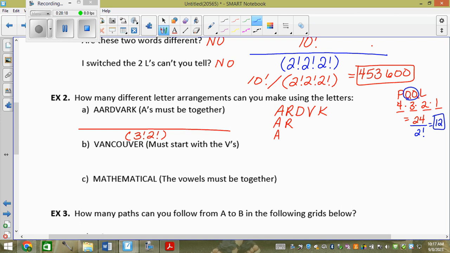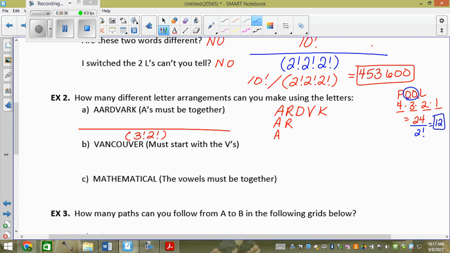I didn't even read the question. I'm just rearranging aardvark right now. So I immediately put 3 factorial for the 3 A's and 2 factorial for the 2 R's, and now I'm actually going to read what the question asked me. It wants the A's must be together. Does it say at the front? Does it say at the back? Does it say in the middle? Or does it say just together?